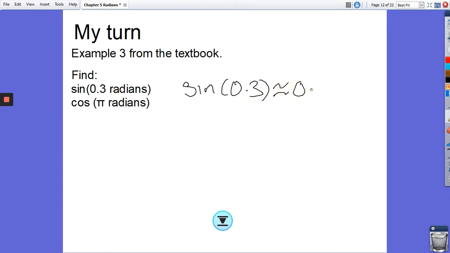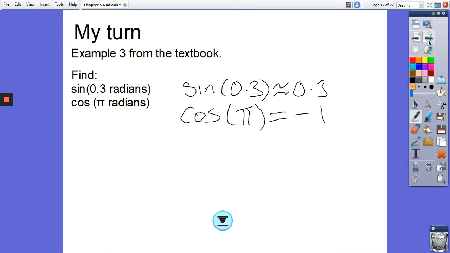approximately 0.3. And if you do cos of pi and you type that in your calculator, well, we know that pi is the same as 180 degrees, and cos of 180, if you remember, is -1. So cos of pi would, of course, be exactly -1. Okay, so two very straightforward questions there for you. What I want you to do, copy those down and then have a go at this.